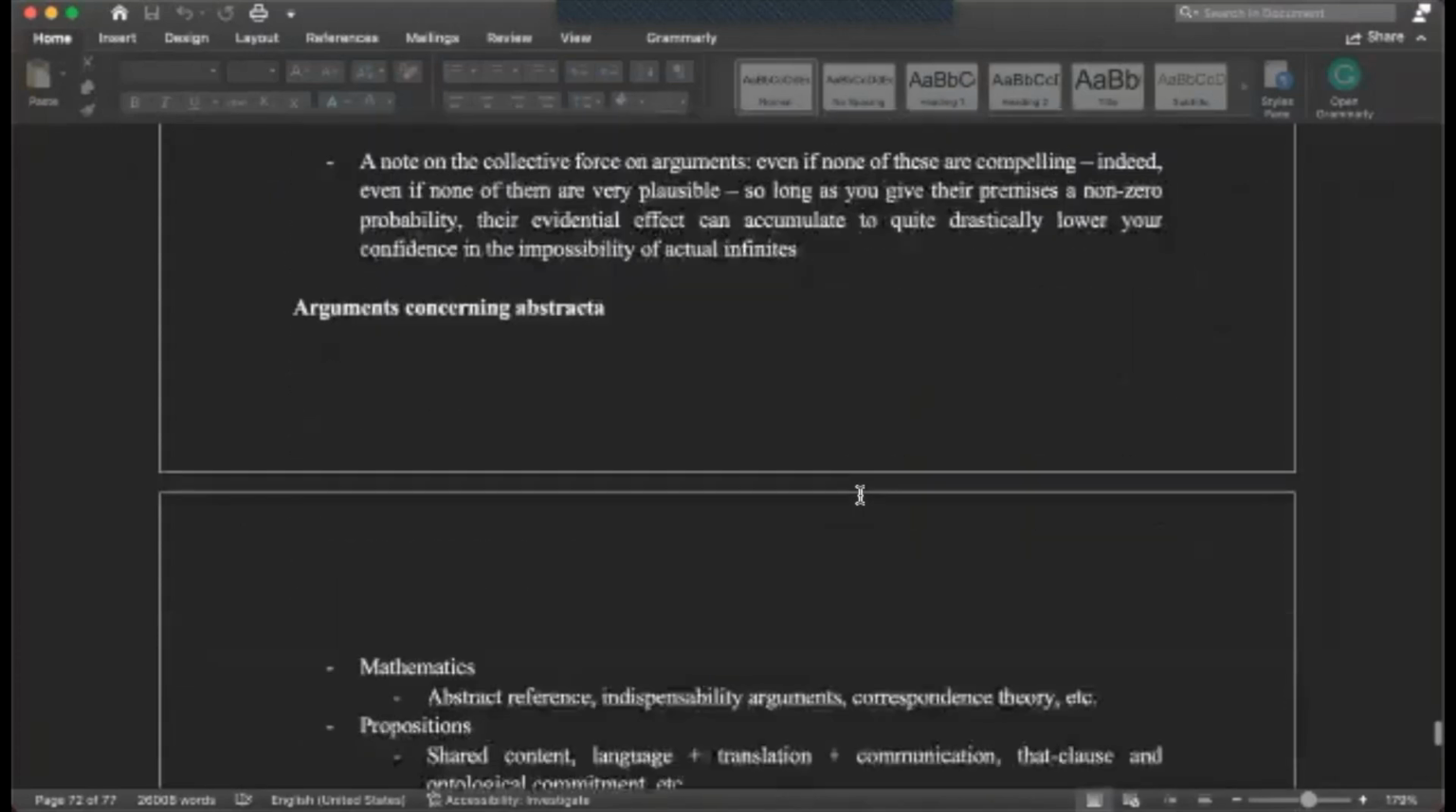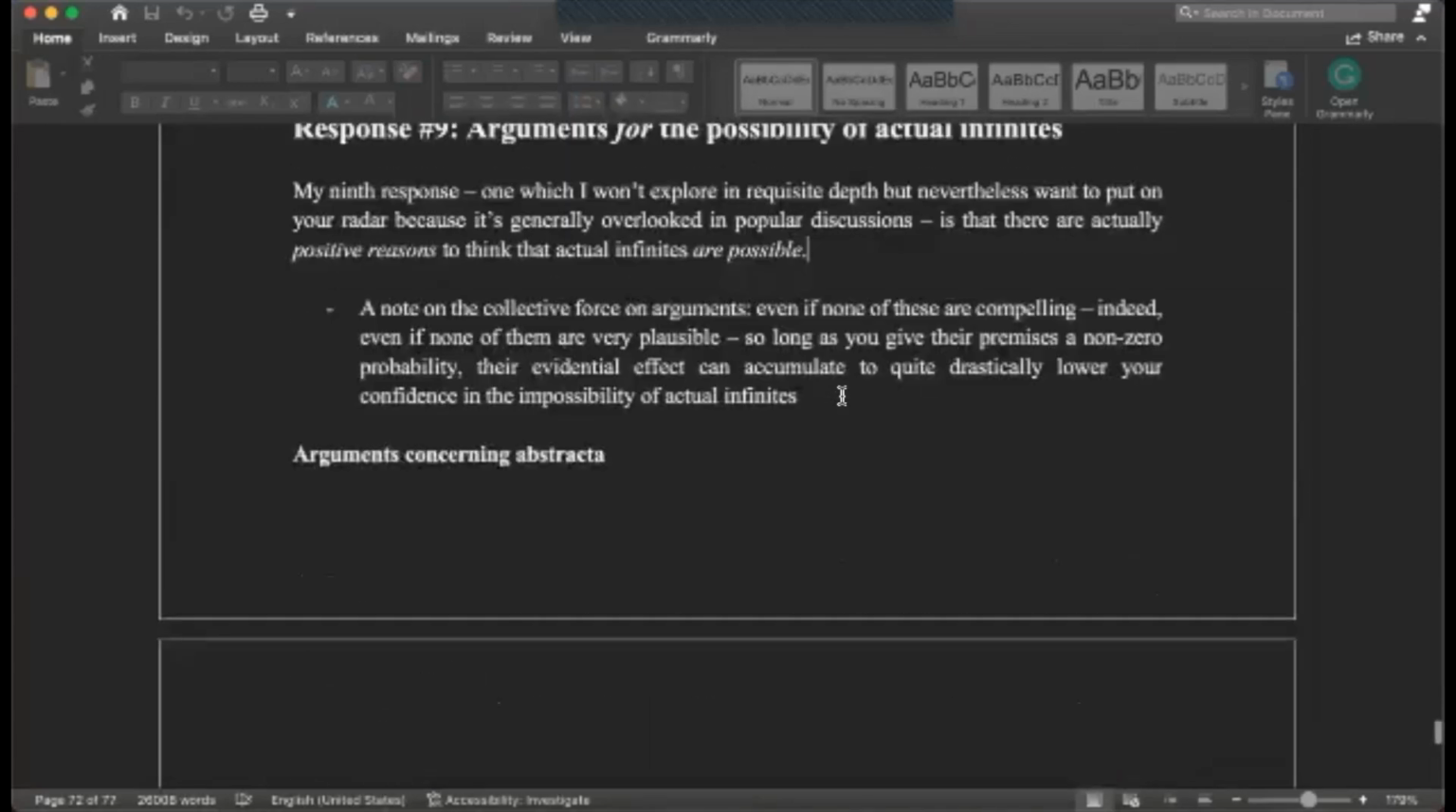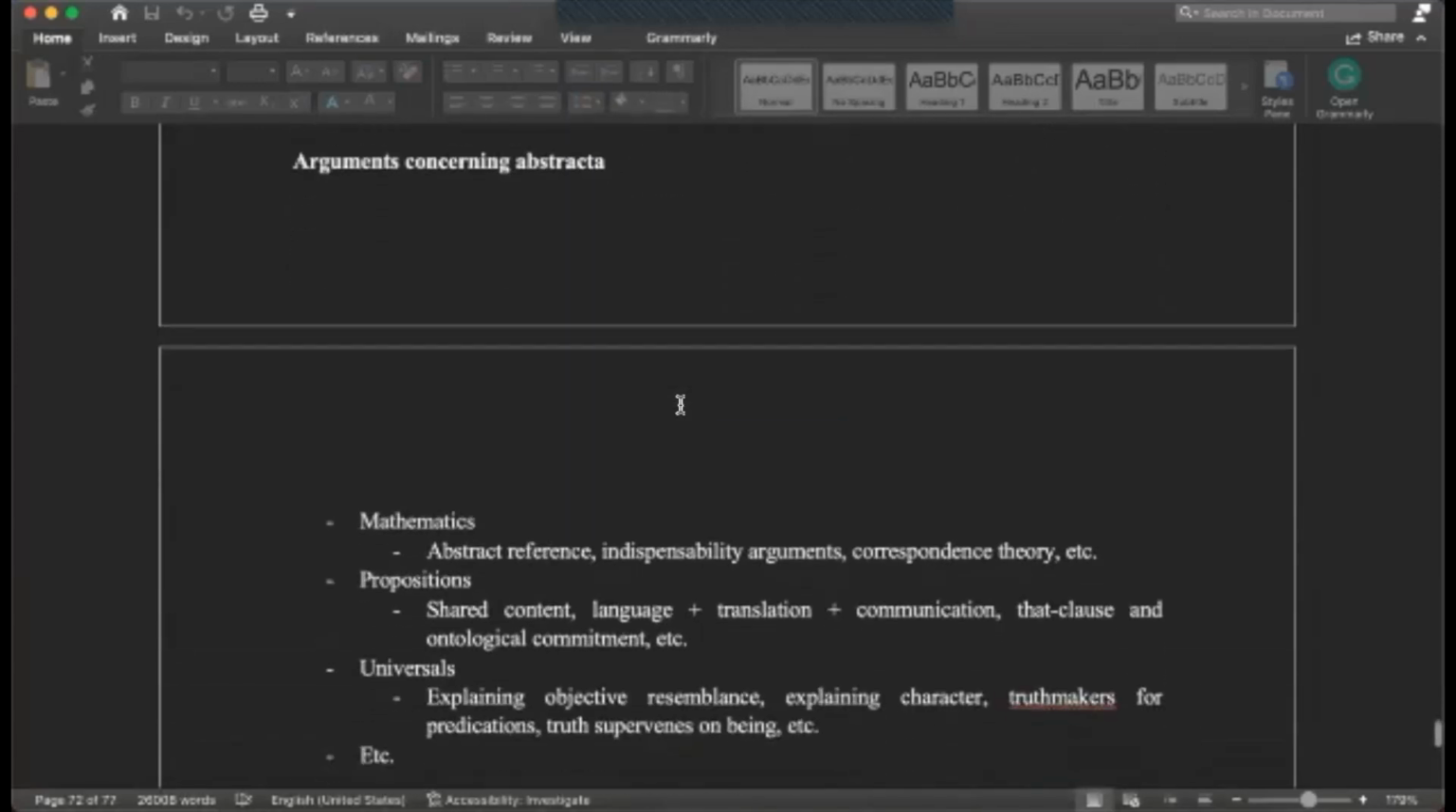That's just a note. So again, I'm just going to be very brief here, but my point is just that there are boatloads of arguments for the possibility of actual infinites that are totally overlooked in these sorts of discussions. You have arguments concerning abstract objects. There are so many different arguments for the existence of abstract objects. And if there are abstract objects like numbers and sets and propositions and universals and so on, then there are obviously going to be infinitely many of them, right?